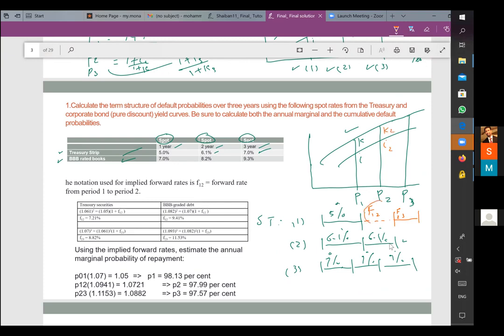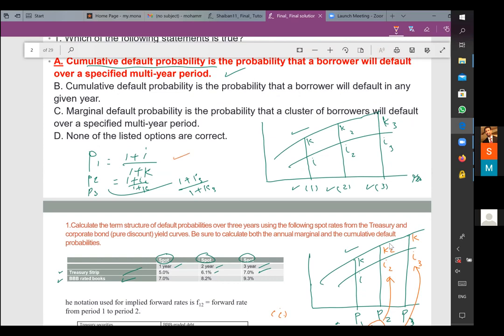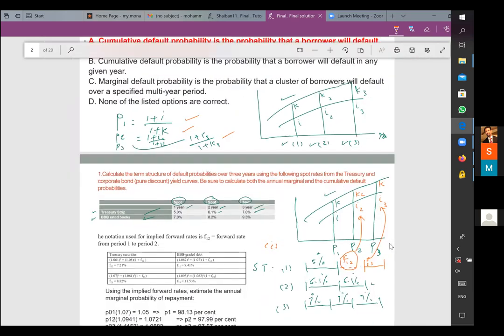Now, if we are talking about the treasury strip, the forward 1 for year 2 is actually this one, and forward 2 is actually this one. Now I can do the same for K, and my problem is solved. So I can actually get the 3 Ks, and if I get the 3 Ks, I can get the 3 Bs, and then I can calculate the cumulative.